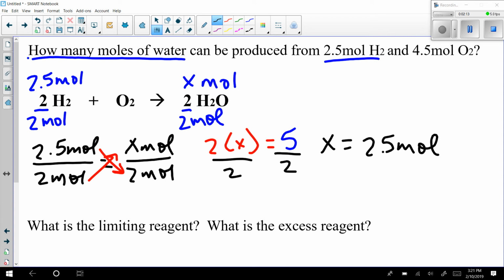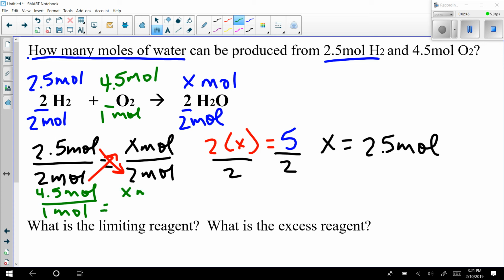All right, now we're going to work a stoichiometry problem using our other given value, which is our 4.5 moles of O2. Now, our bottom number under O2, since there is no number that's listed there, it is understood to be a 1, so we have 1 mole on the bottom for our second proportion. So, second proportion, we get 4.5 moles over 1 mole, and that equals X moles over 2 moles.